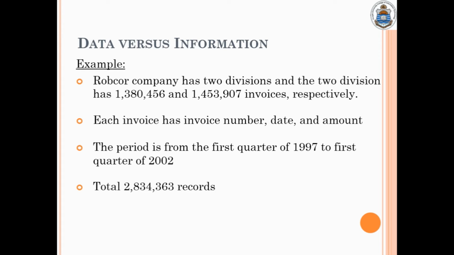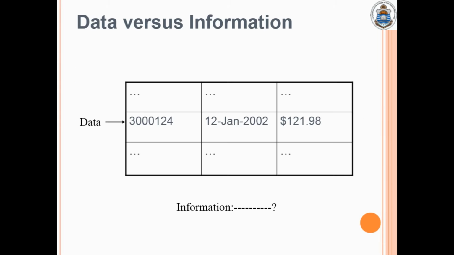Total: 2,834,363 records. Now, this is a huge amount of data that cannot be memorized. So we find a way to store it somewhere. File systems and database systems are the ways to store data.